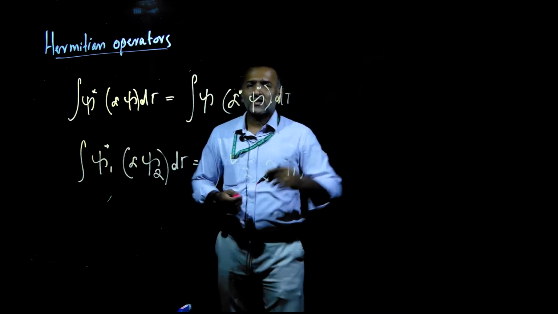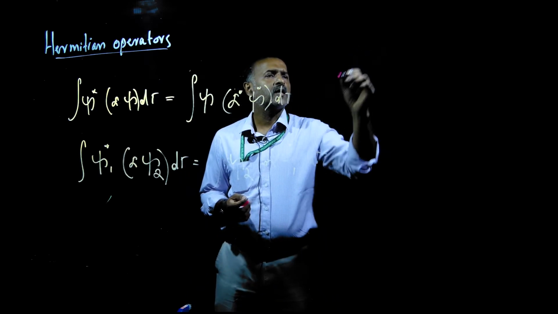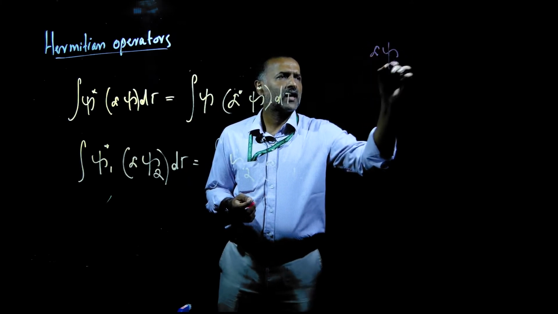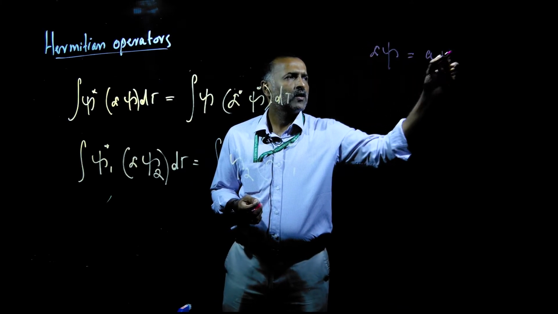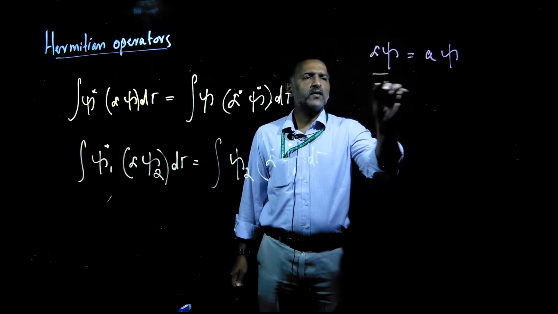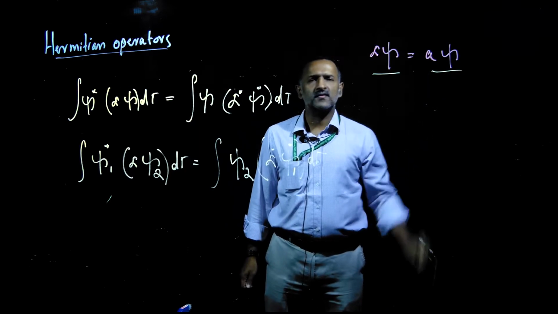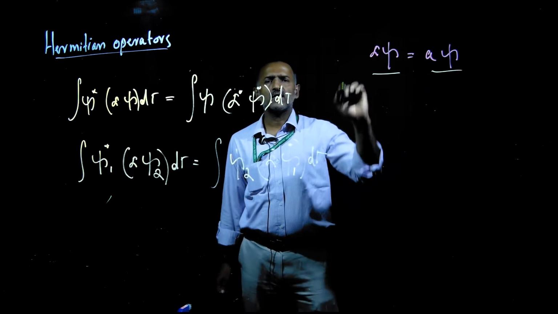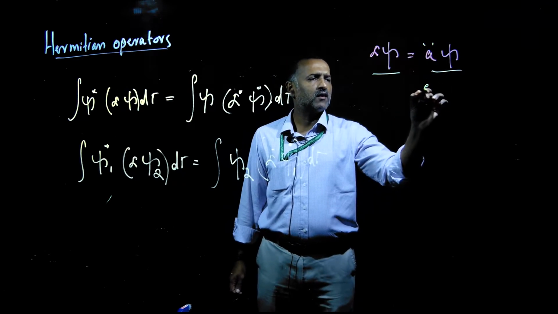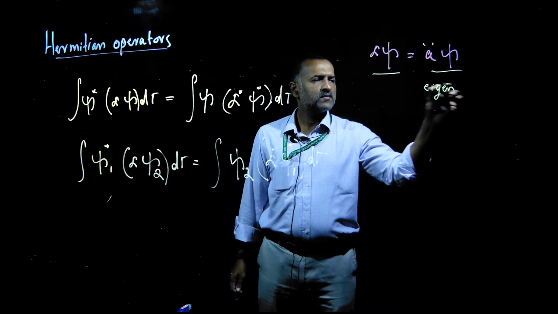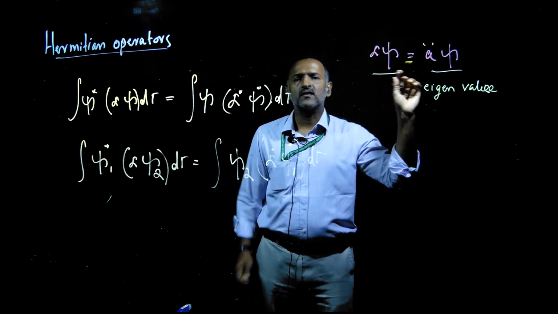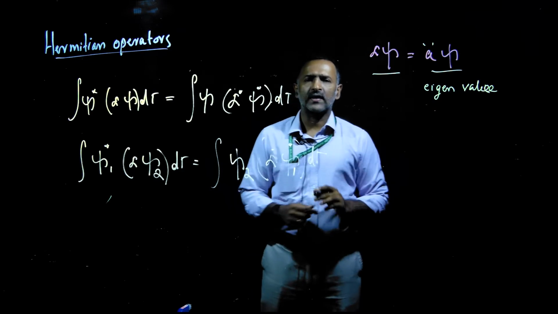Actually, this comes from the third postulate. The third postulate says that alpha psi equals a psi, which is called the eigenvalue equation. Here alpha is the operator, psi is the wave function, and a is the eigenvalue. This eigenvalue should be a real value. That is what the Hermitian operator says.